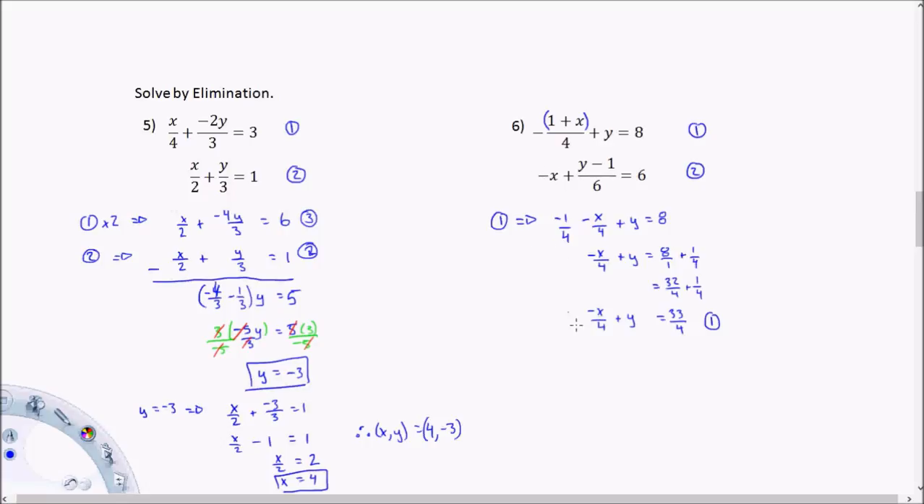Comparing this to equation 2, we see that if we multiply equation 1 right here by 4, then we would end up with a negative x value here, matching the coefficient here. So let's do that. If we multiply this by 4, we'd end up with just negative x. Multiply this by 4, we end up with just 4y. And if we multiply this by 4, well, 4 times 33 divided by 4 is just 33. So let's call that equation 3. And let's compare that now to equation 2.